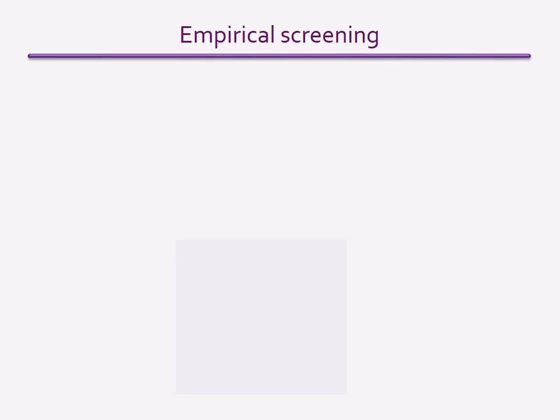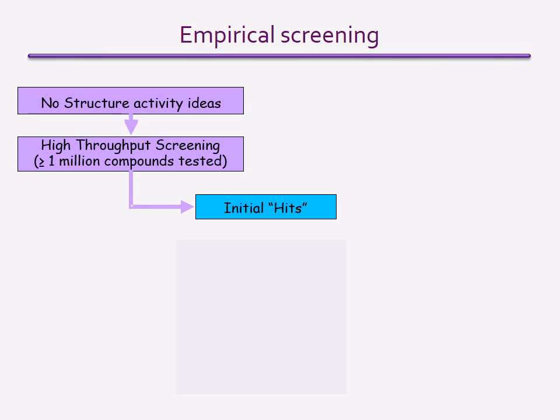At the start of empirical screening, there may be no information available about binding sites on the target, and no chemicals available that interact with the target. So there are no ideas about what kinds of structures might bind to the target and have an effect. If this is the case, then every compound available for screening will be tested in high-throughput screening, with the aim of finding initial hits, which will direct future screening.